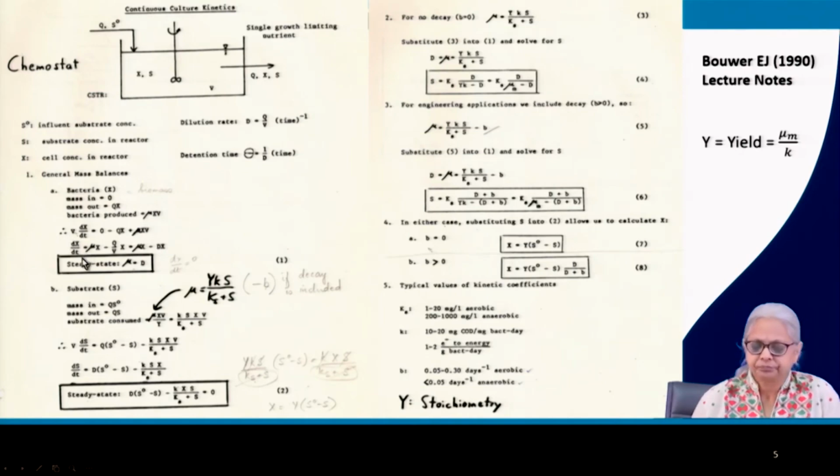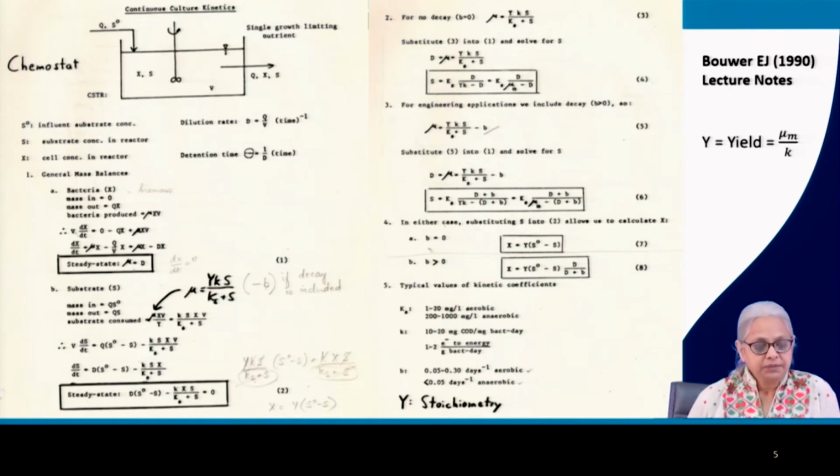Then we know that we are running it at steady state. So at steady state, dx by dt is equal to 0. If dx by dt is equal to 0, I can divide this. Let's do two things. First is divide the entire equation by volume, and second, let's take dx by dt equal to 0. So after dividing it by V, we put a 0 on this side, and mu x minus Q by V x is what we get here. And then when that is equal to 0, mu is equal to capital D. Capital D stands for dilution rate.